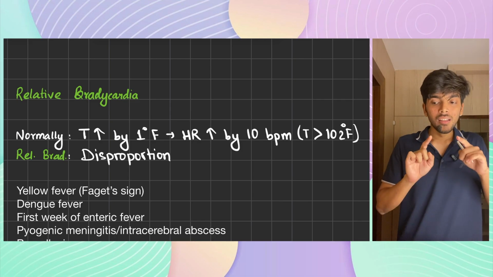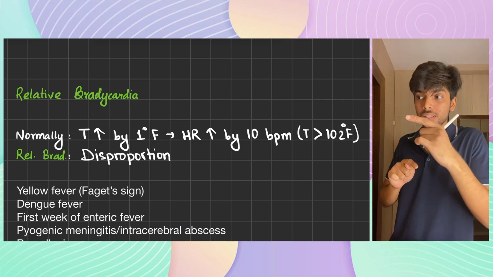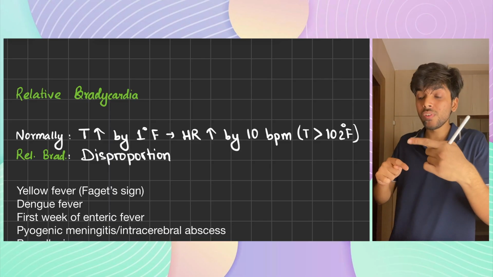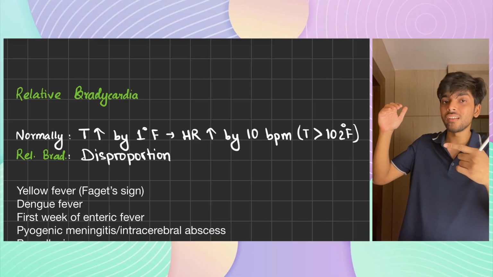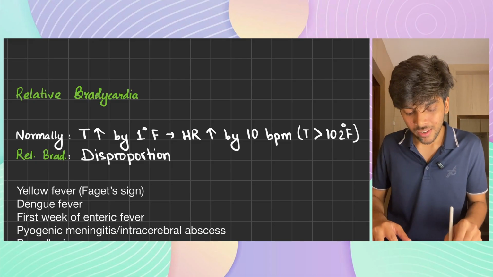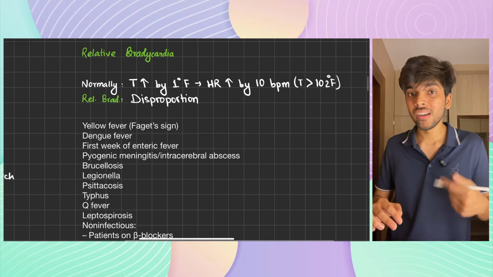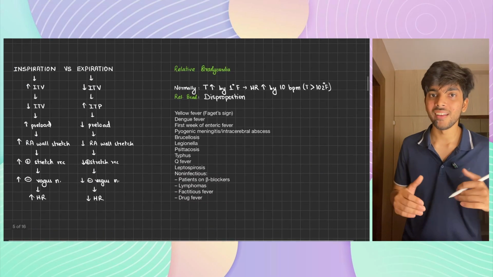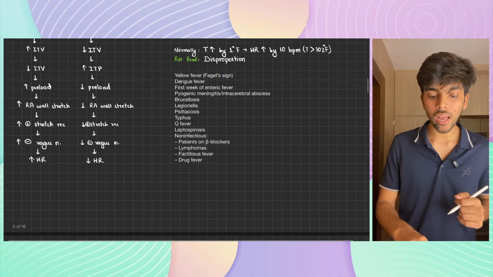That is, relative to the temperature, the heart rate is low. For the same temperature for which there is supposed to be a higher heart rate, the heart rate is low. It is seen in yellow fever, dengue fever, Q fever, enteric fever. And with that, we are done with rate. Next, we have rhythm.